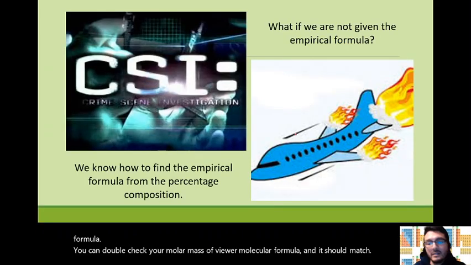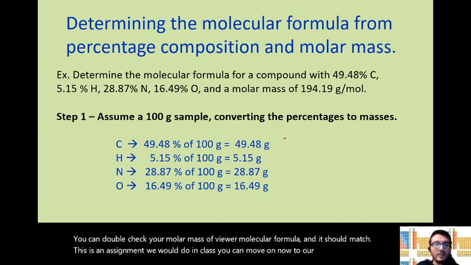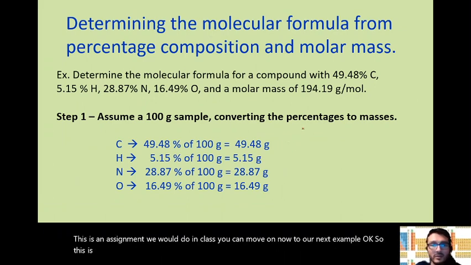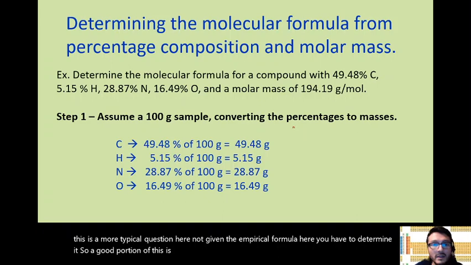This is an assignment we would do in class. We're going to move on now to our next example. This is more of a typical question. Here you're not given the empirical formula. Here you have to determine it. So a good portion of this is just review. We have different percent compositions here.